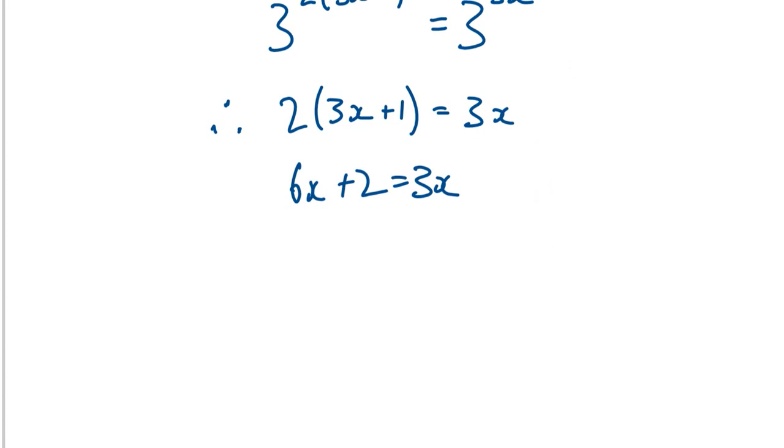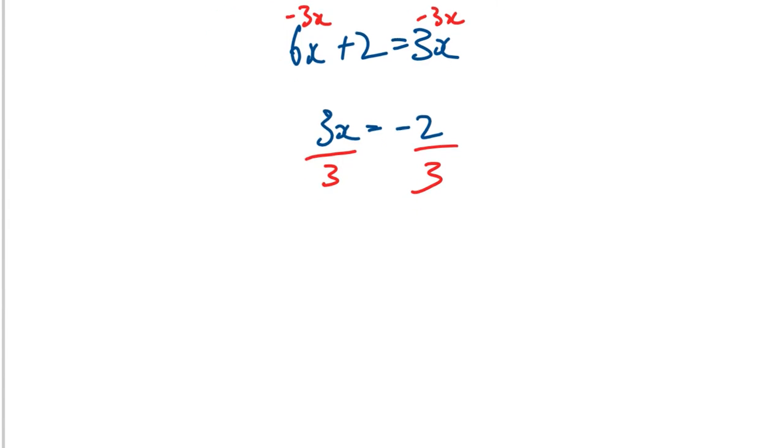Right? So I am going to move the 3x to the left by subtracting 3x from both sides. And then I'm going to subtract 2 from both sides as well. 6x minus 3x is 3x equals negative 2. So I moved the 2 over and it became negative. Divide both sides by 3. And x equals negative 2 over 3.